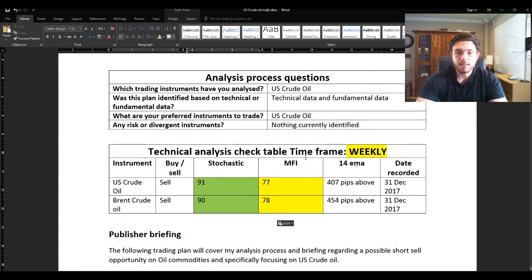The other one is the analysis process questions. Which instruments have I identified? US crude oil. What is the trading plan based on, technical or fundamental? This is based on technical and fundamental data together. The preferred instrument to trade is going to be US crude oil. And the risk divergent instruments, I haven't found any risk divergent instruments as yet.